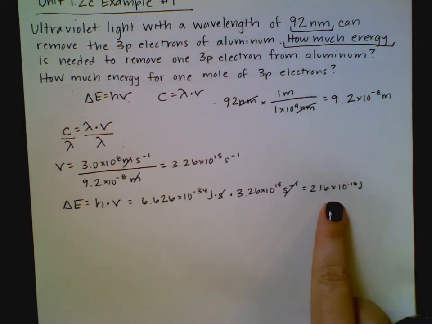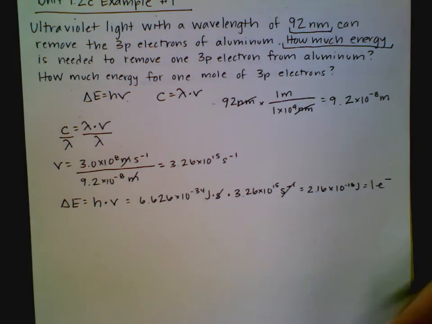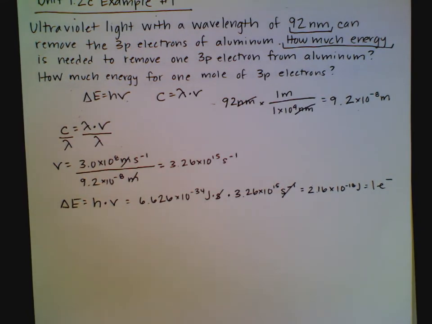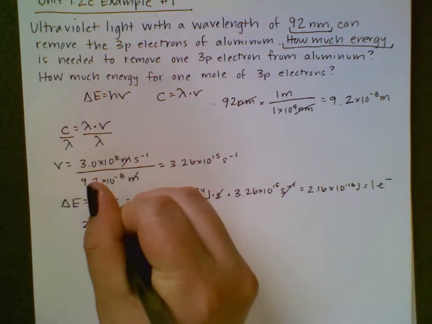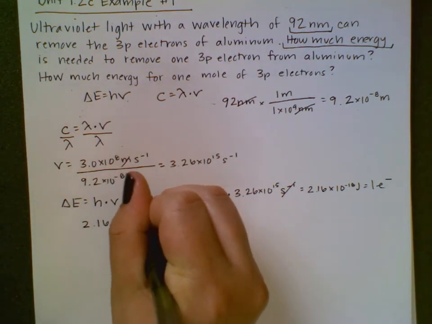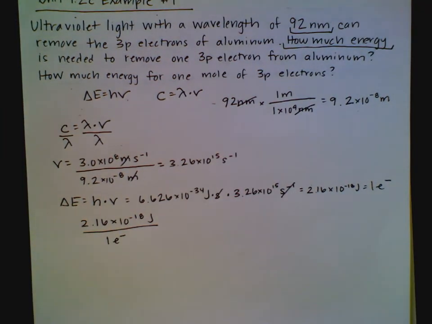So in this case, we're talking about electrons, not photons. So this 10 to the negative 18th is equal to 1 electron being removed. The question then for the second part is how much energy does it take for 1 mole of 3p electrons? So it is 2.16 times 10 to the negative 18th joules for 1 electron. Rack your brain. Think about how many electrons would be in a mole of electrons.